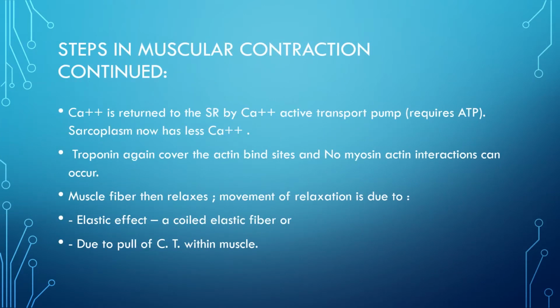Calcium is returned to the SR by the calcium ion active transport pump. The sarcoplasm now has less calcium. Troponin again covers the actin binding sites, and no myosin-actin interaction can occur. The muscle fiber then relaxes. The movement of relaxation is due to the elastic effect of the connective tissue in the muscle.